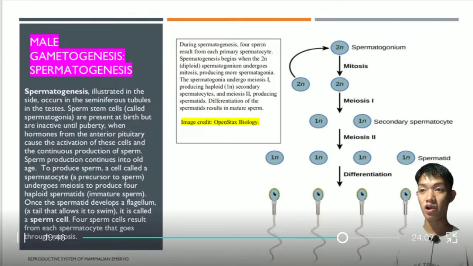Spermatogenesis begins when the 2N, also known as diploid, spermatogonium undergoes mitosis, producing more spermatogonia. The spermatogonia then undergo meiosis 1, producing haploid, or 1N, secondary spermatocytes, and meiosis 2, producing spermatids. Differentiation of the spermatids results in mature sperm.